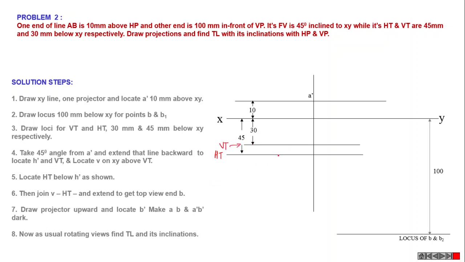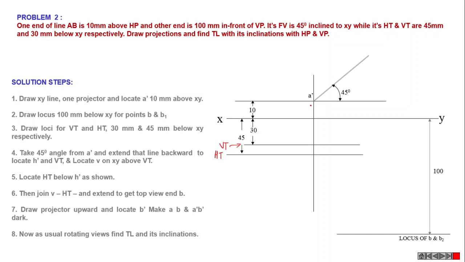Then in the next step, we can draw the locus of front view. That front view is inclined 45 degree with XY line, so we can draw the locus of front view like this. We can't locate B dash because that length is not given, but that B dash must lie on this particular line. That means that front view must be inclined 45 degree with XY line. Then we can locate that particular line.